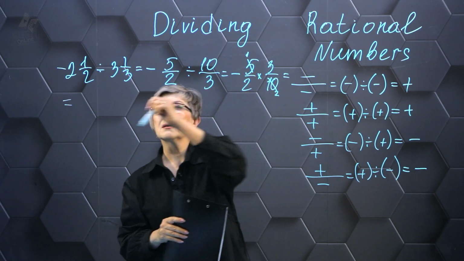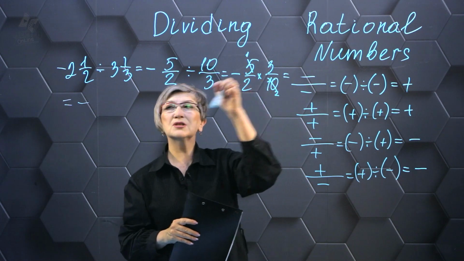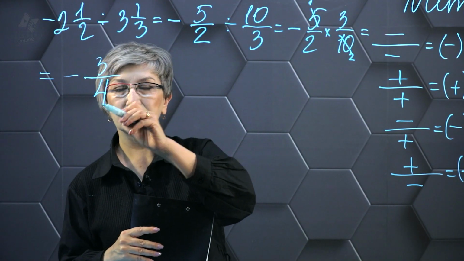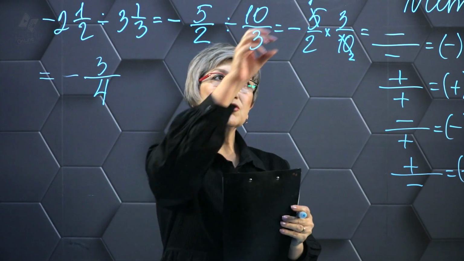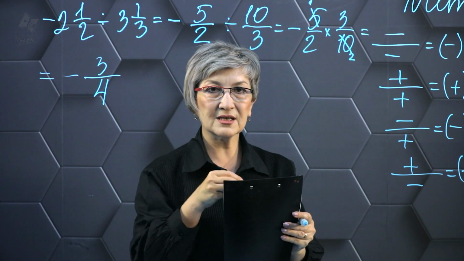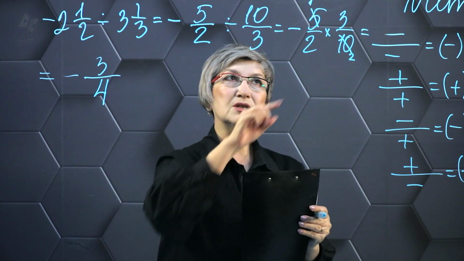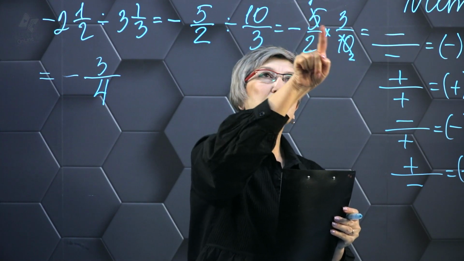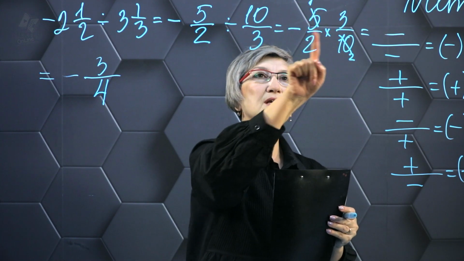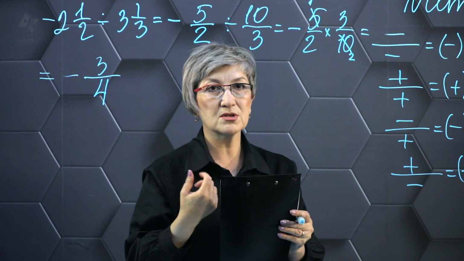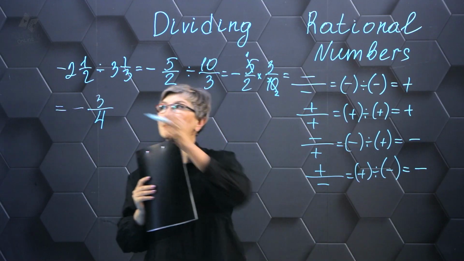Then we get minus 1 times 3, which is 3, and 2 times 2, which is 4. Note that I wrote down the sign of the result first, and then I calculated what I get in the numerator of the multiplication and what number in the denominator. As a result, I got the fraction minus 3/4. Next example.